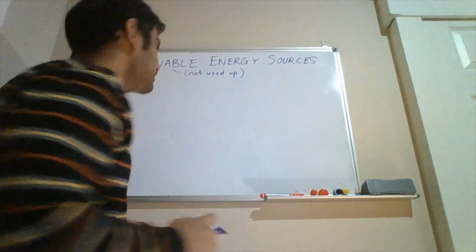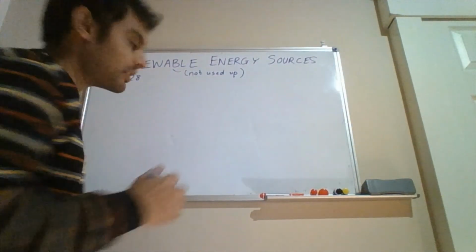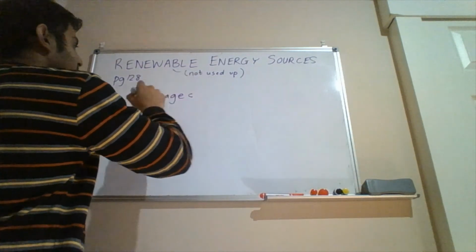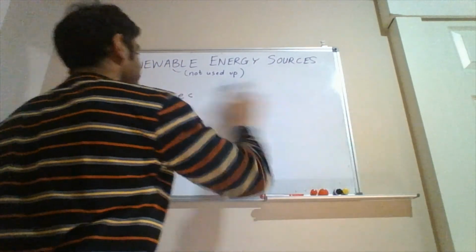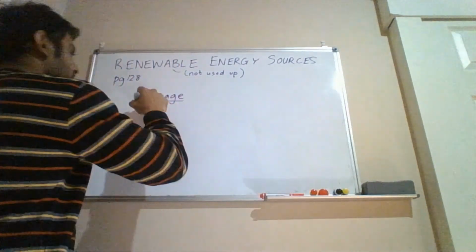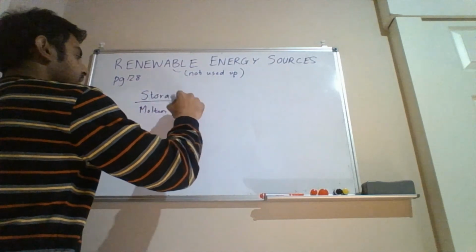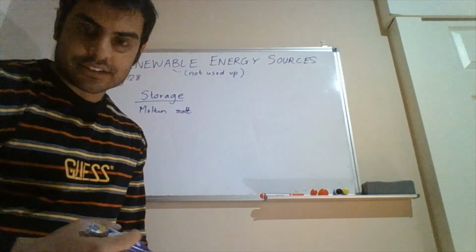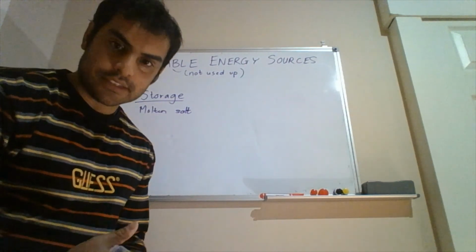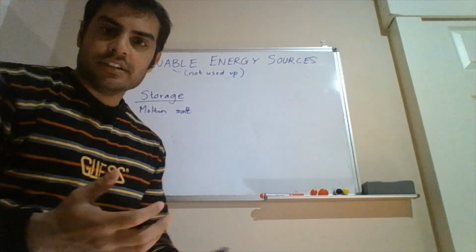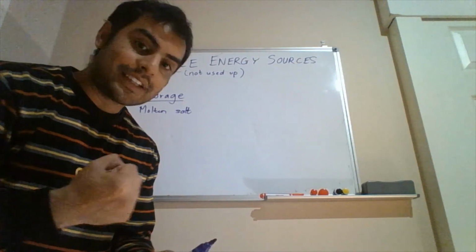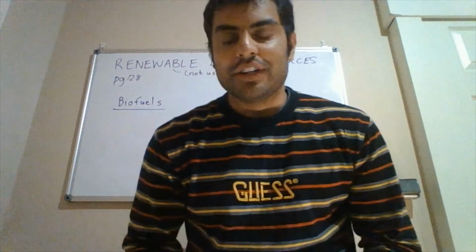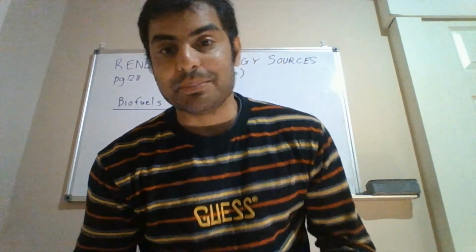So the way this energy is stored, as in the textbook, it's called molten salts. So storage, molten salt. Okay, so molten salt is, as the name implies, it means salt that has been melted. So when the salt is melted, it holds onto that thermal energy, and that can be used at a later date. So the last form of renewable energy we're going to look at is biofuel.